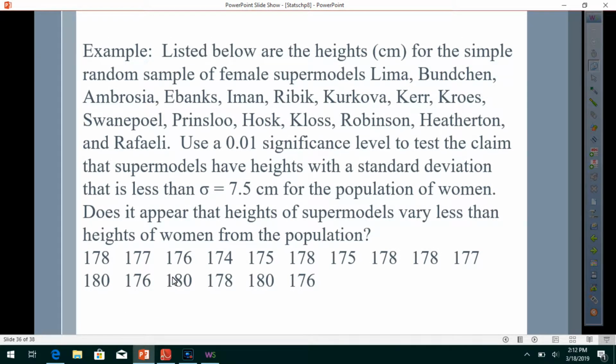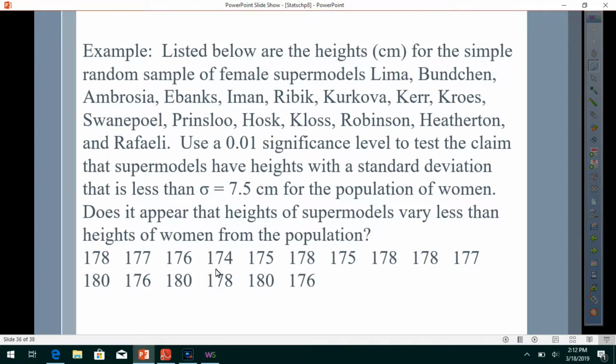Example. Listed below are heights in centimeters for the simple random sample of female supermodels Lima, Bunchen, Ambrosia, Ebanks, Inman, Ribic, Kirkova, Kerr, Crows, Swanepoel, Prinsloo, Hosk, Kloss, Robinson, Heatherton, and Raffaelli. Use a 0.01 significance level to test the claim that supermodels have heights with a standard deviation that is less than sigma equals 7.5 centimeters for the population of women. Does it appear that the heights of supermodels vary less than the heights of women from the population?